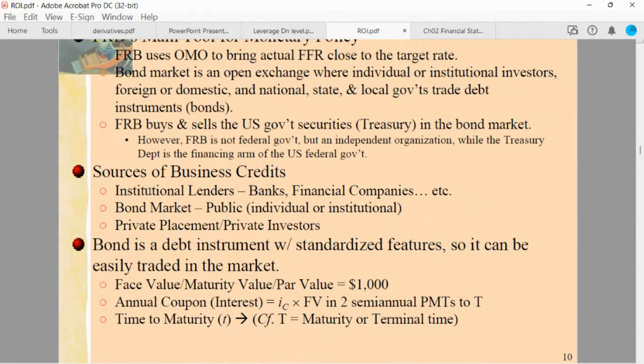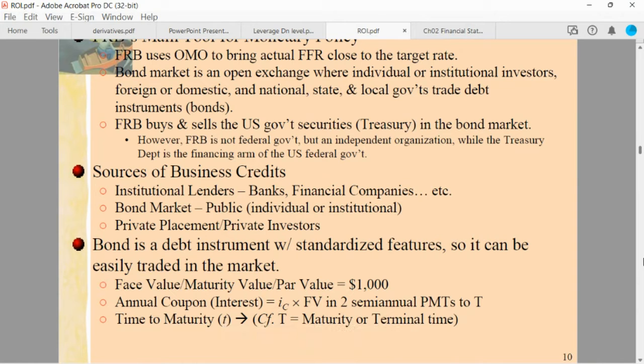It doesn't have to be exactly $1,000. It's just the face value, right? When you actually buy it, it can be $900 or $700 or even $1,100. The price will be slightly above or slightly below the par value. The face value is also called par value. It's also called maturity value, also called redemption value.